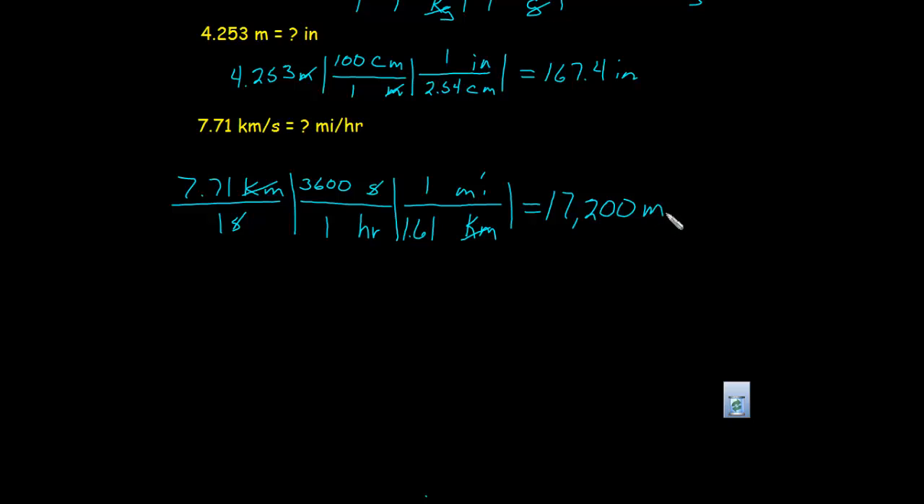So this is 17,200 miles per hour. And actually, that's the speed of the space shuttle, or International Space Station, as it revolves around the Earth. Okay, so there are examples of working some dimensional analysis, going from different units, or unit analysis.